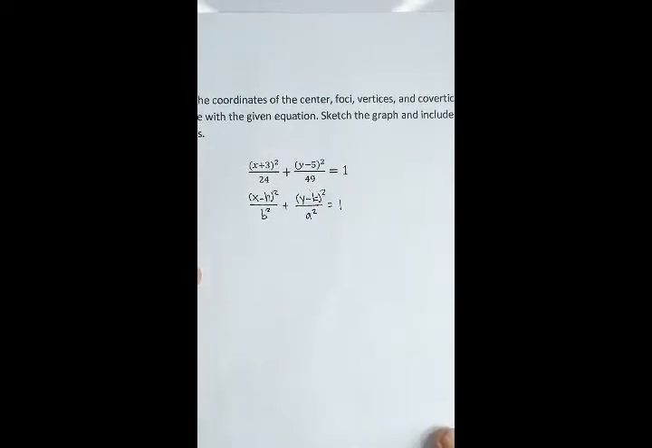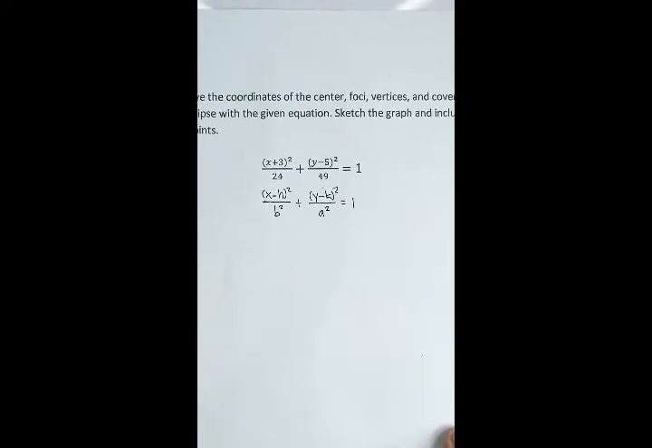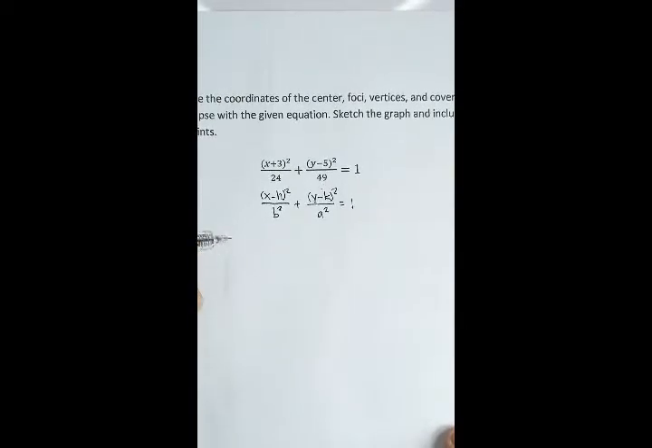So first, let us solve for the center of the ellipse. We solve for its h and k. To solve for h and k, we equate our x minus h with x plus 3, so that we can solve first for h, and then k.